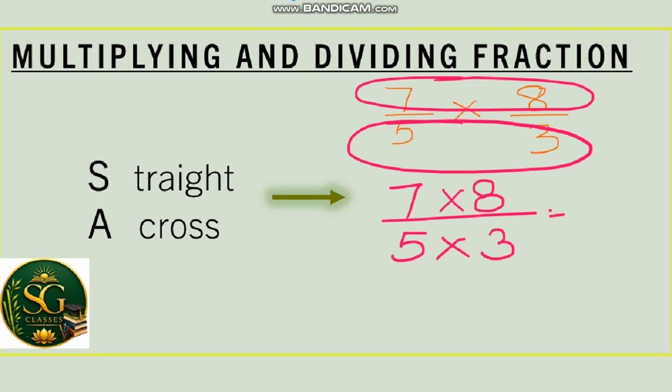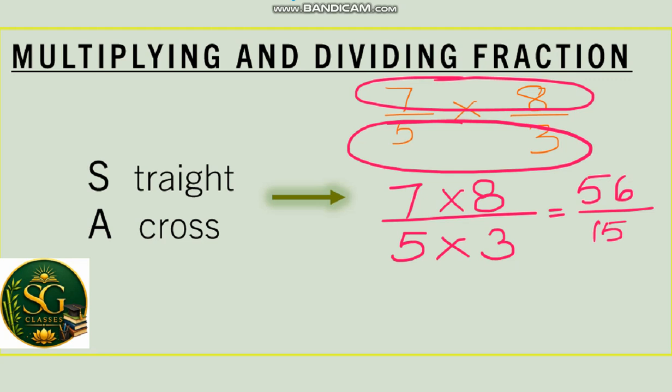Now, of course, if you have reached fractions, you should be very good with your multiplication tables. 7 times 8 is 56 and 5 times 3 is 15. So there is nothing to worry about here. You just multiply your numerators together, followed by your denominators. The numerators will make one team and the denominators will make another team.